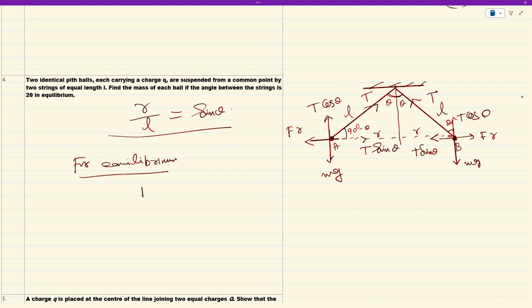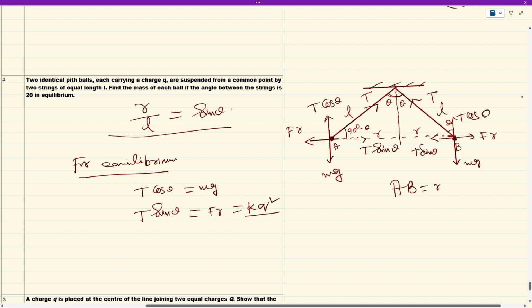For equilibrium, you write T cos theta equals mg, and T sin theta will be balancing the repelling force. That is nothing but kq square by (2r) whole square, because the distance we have taken is 2r. AB is equal to r plus r, that is 2r. Okay. So this is number 1 and this is number 2. We can find mass just by dividing.